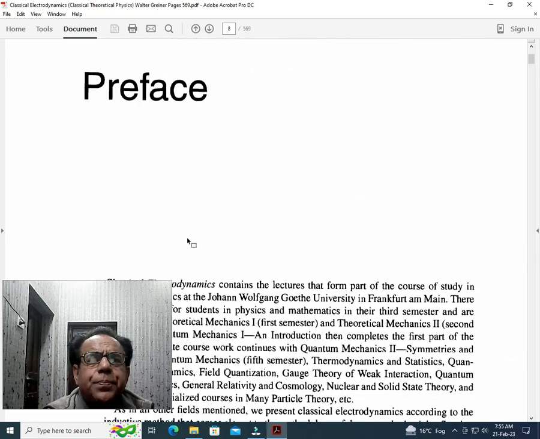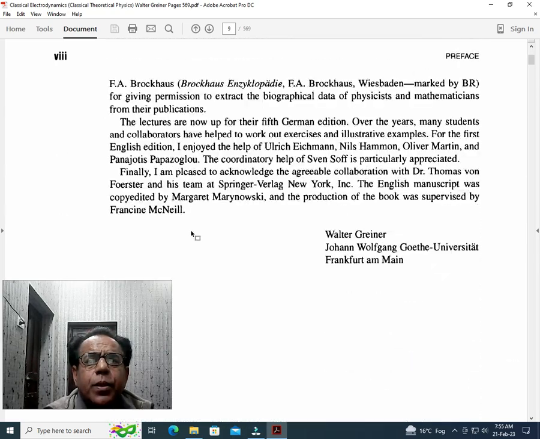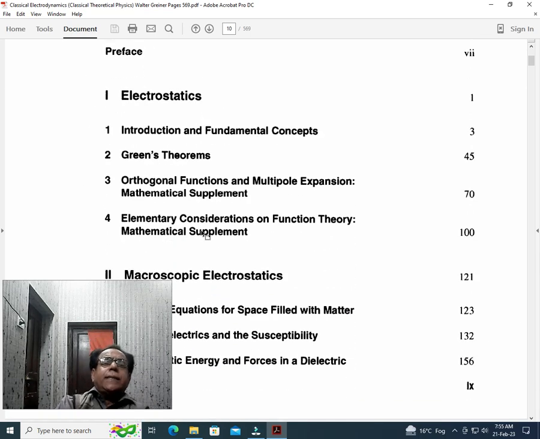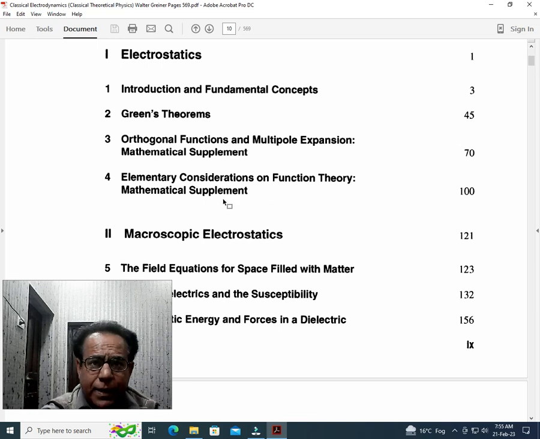Now we come towards its contents. Part 1, electrostatics, in which 4 chapters are available. Chapter number 1, introduction and fundamental concepts, Green's theorems. Then chapter number 3, orthogonal functions and multipole expansion, mathematical supplement, elementary considerations on function theory, mathematical supplement.